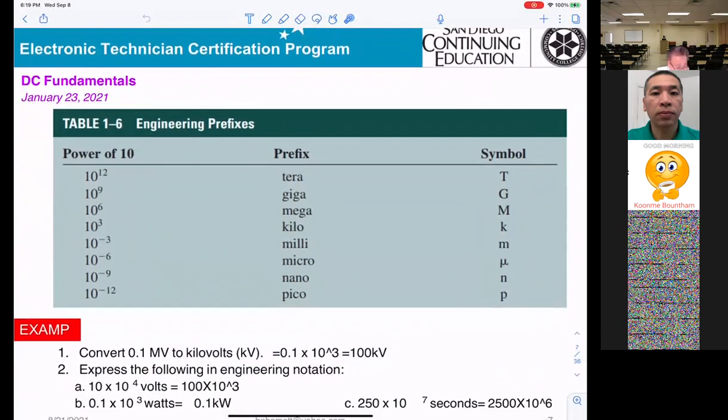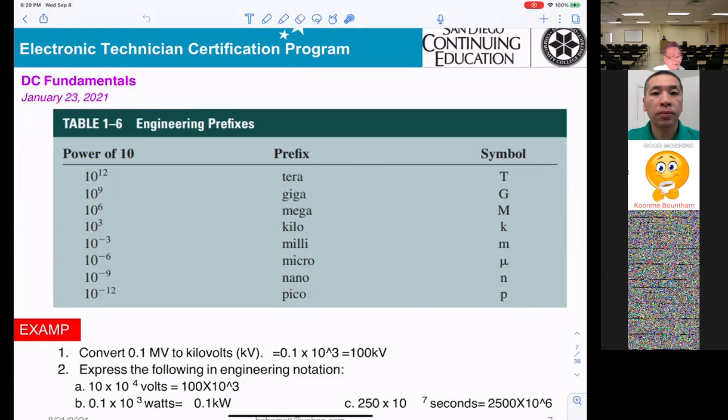The next thing is engineering prefixes. That means you have a power of 10 and its prefix: 10 to the power of 12 is called tera, power of 9 giga, power of 6 mega, 3 kilo, minus 3 milli, micro, nano, pico. The only thing I want you to understand and memorize: when I say kilo, that is 10 to the power of 3. When we're talking about milli, that means 10 to the power of minus 3. Or when we're talking about pico, you know that will be 10 to the power of minus 12.